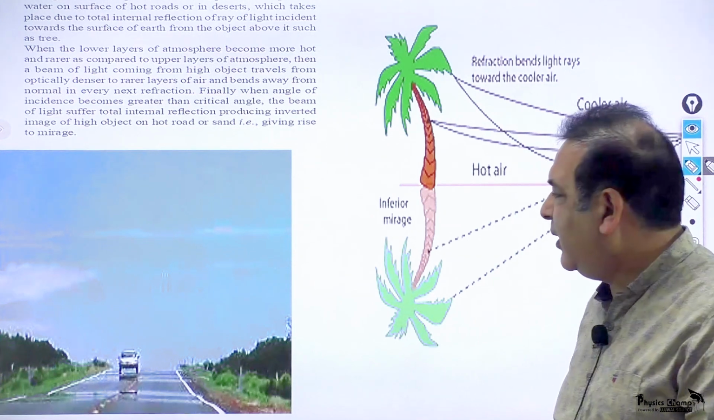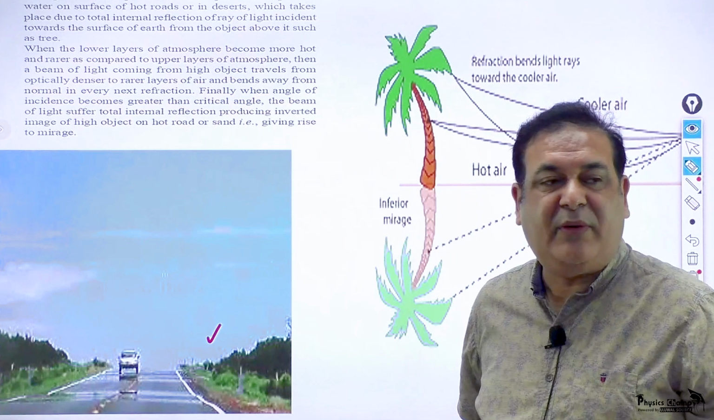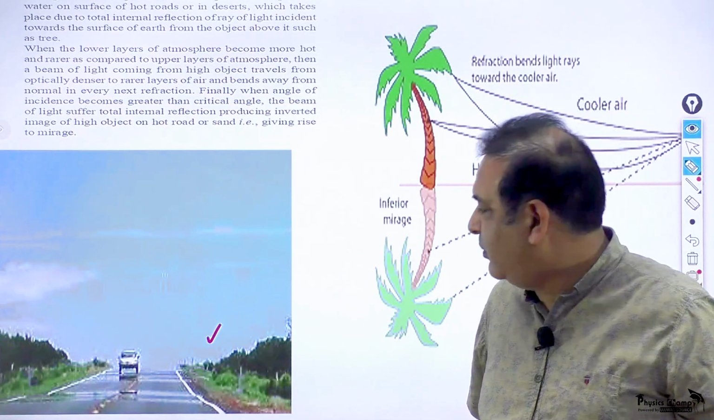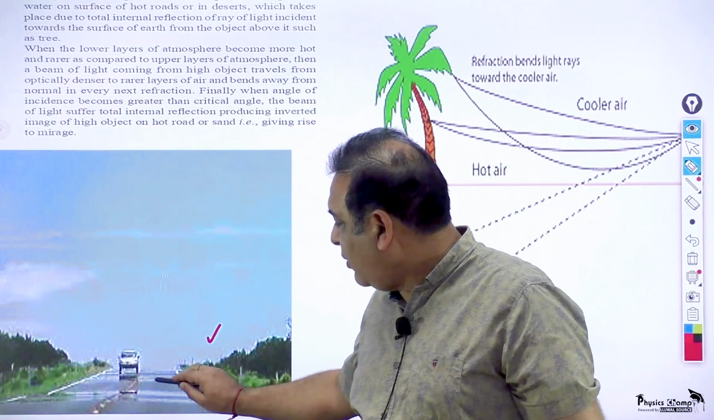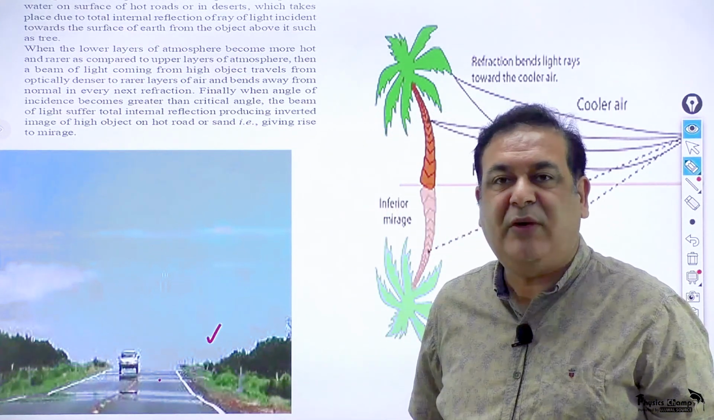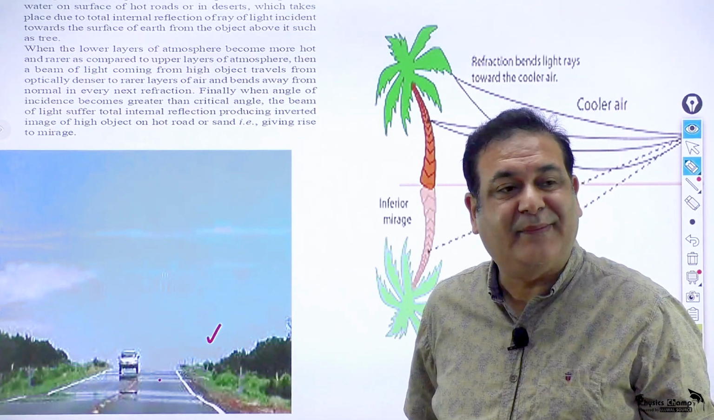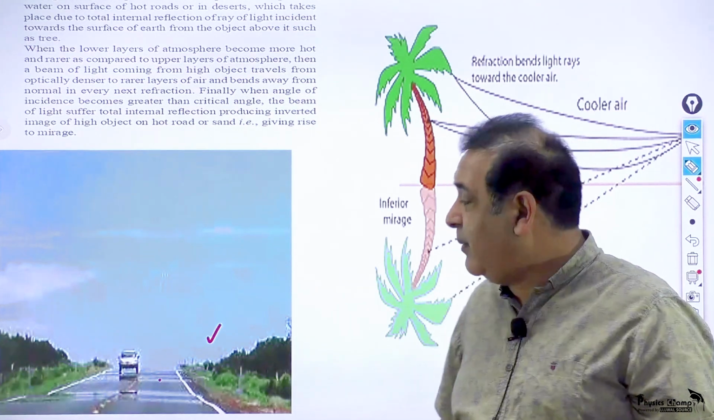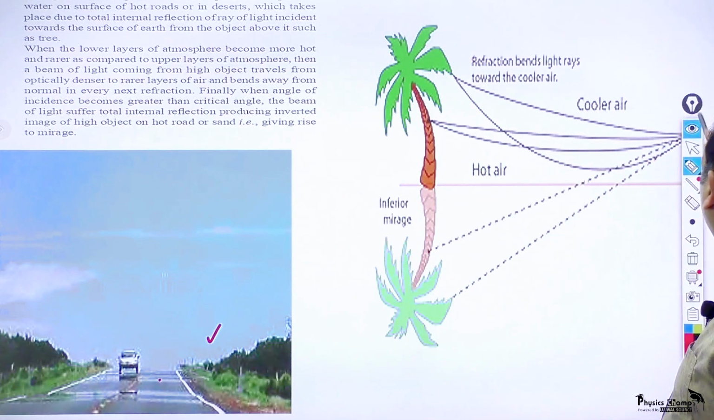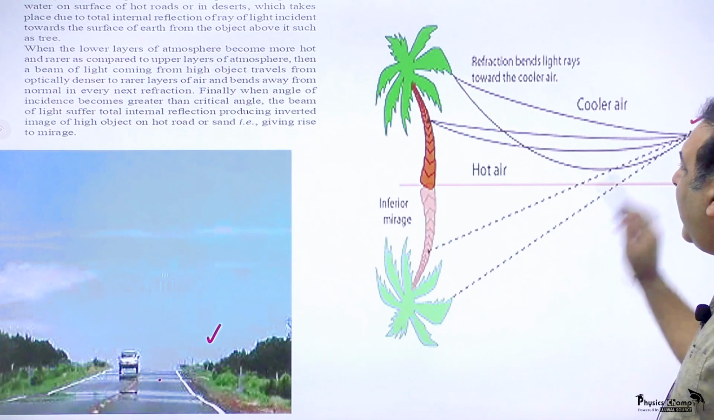You must have seen on the roads, when you travel on the road on a hot summer day, you will observe as though there is some water on the road, and when you reach there, there is no water. It's an optical illusion. And the same optical illusion takes place in desert. Maybe in desert, it is you who is standing and far off there is a tree.